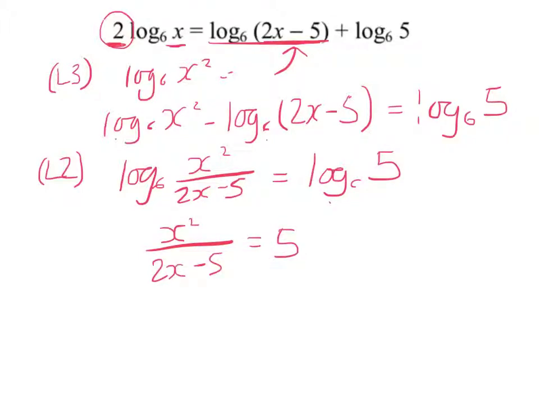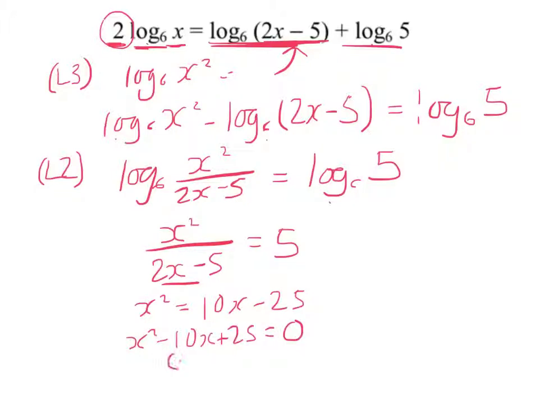And we can only do it at this stage. We can't do it here because they're not single logarithms. We can't just go unlog, unlog, unlog. We can only do that when we've just got one thing on each side. So now we can just multiply by this, and we get x squared equals 10x take 25. Put that on the same side, we get x squared minus 10x plus 25 equals 0, and we factorize that to get x take 5 squared equals 0, therefore x equals 5.